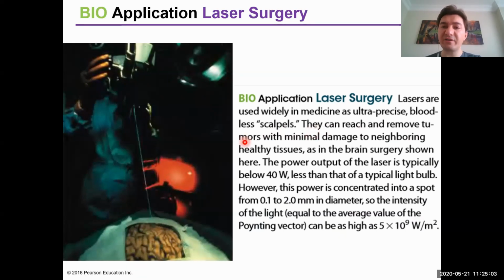They can reach and remove tumors with minimal damage to neighboring healthy tissues. If you use a knife, if you use a scalpel, you have to work with your own hands, and then you can make a mistake. But with lasers, tumors can be removed with minimal damage to the healthy tissues. So this is a very important application of lasers in surgery.